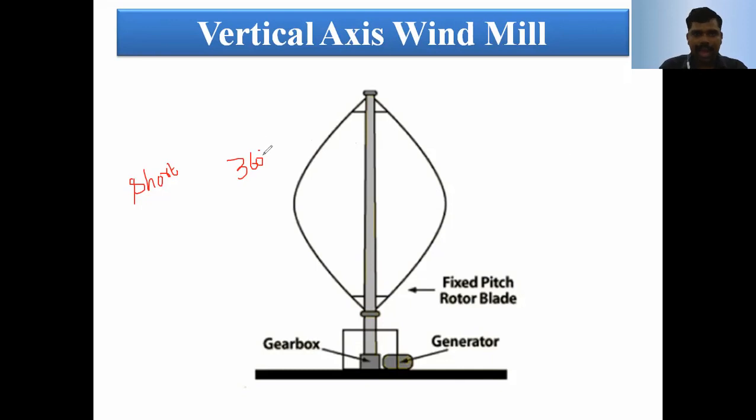In the vertical axis windmill, there is no need for yaw control or a yaw mechanism. Yaw control is required to rotate based upon the wind direction, and it is used in the horizontal axis windmill. But the vertical axis windmill rotates in a 360-degree direction, either clockwise or anti-clockwise, so no yaw mechanism is needed, and the power generation is low.